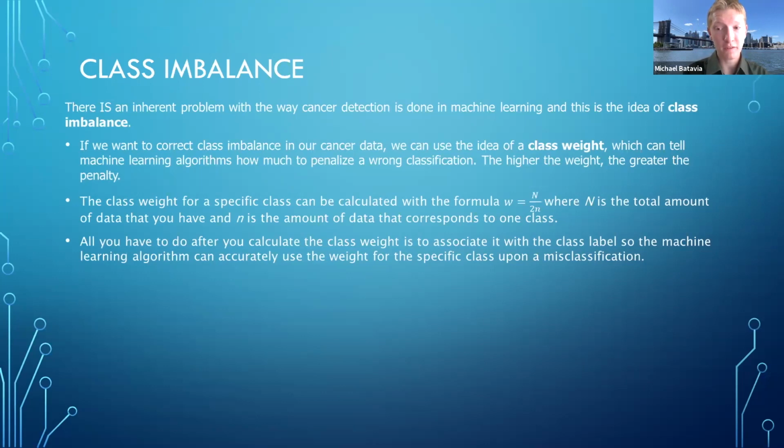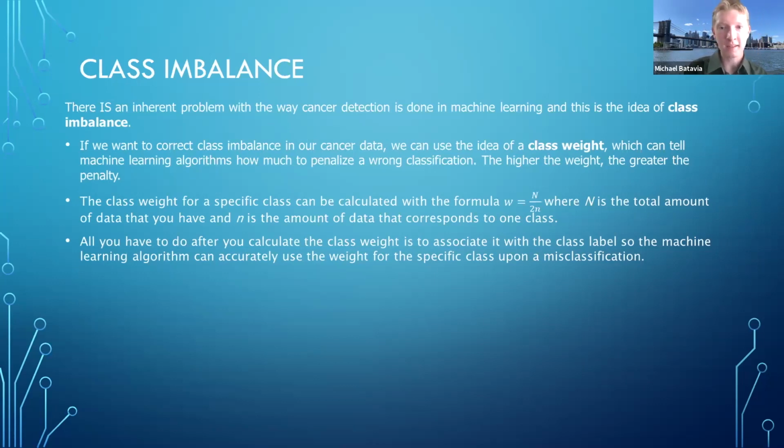Now, fortunately, there's a formula to create a class weight and to find how much penalty we're going to give the neural network. And that's with this formula right here. I'm going to send you these slides after the presentation, but I think this formula is very good to remember or just keep in mind. And that is W equals N over 2n, capital N over 2 little n. Capital N is the total amount of data you have. So that's like 100 images, 1,000 images.